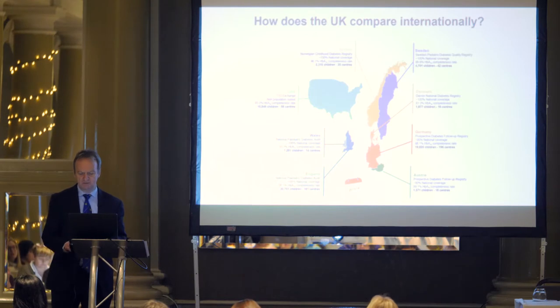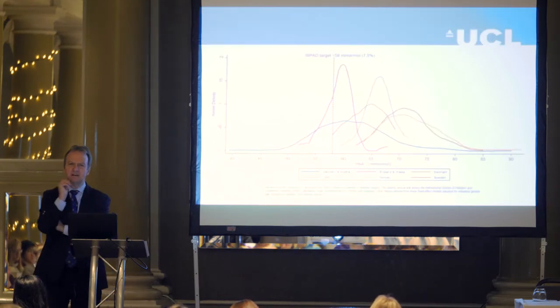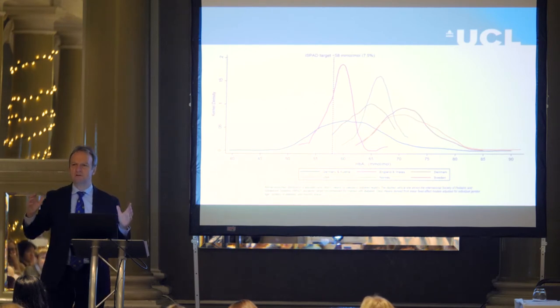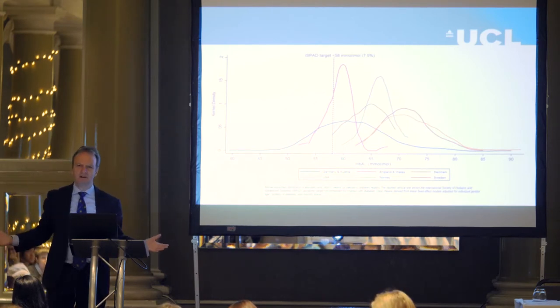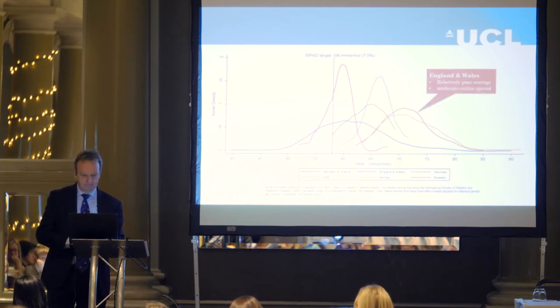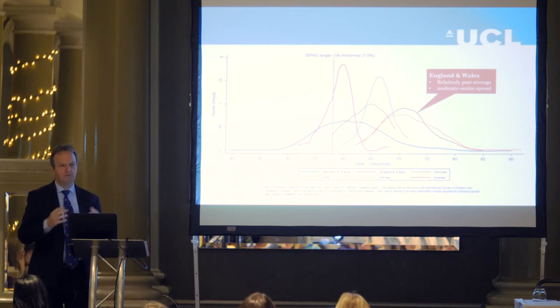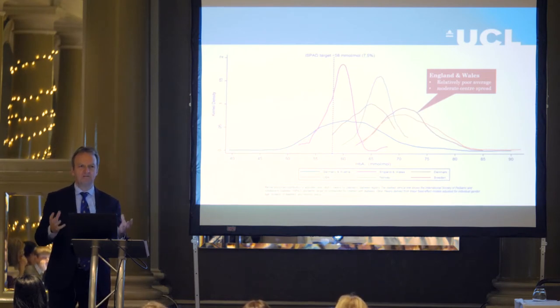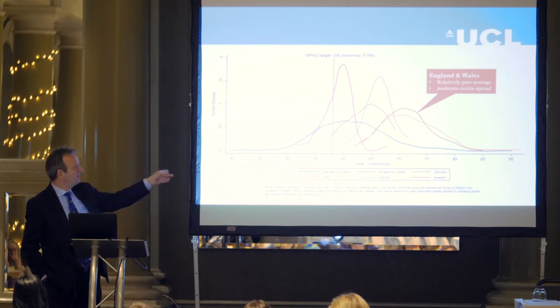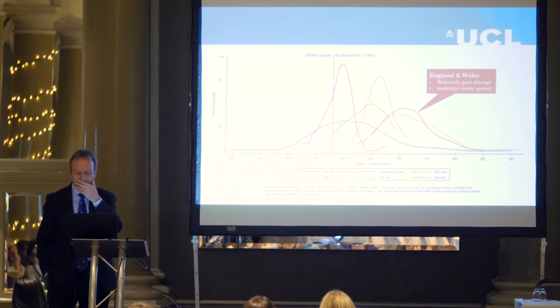Look, see how they do compared to us. And I said I would come back to this thing about both average performance, but also variation around that average. So let's take England and Wales. We've already said England and Wales are not doing very well compared to other countries. So the average is around, this is millimoles per mole along the bottom. The average of that red bell-shaped curve is about just over 70.